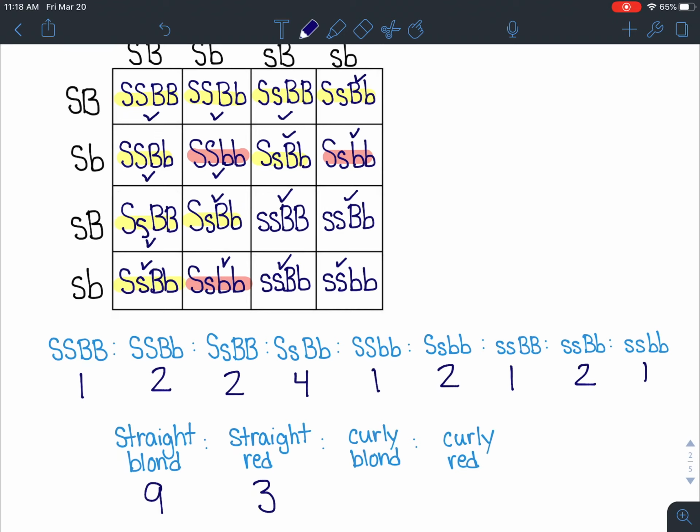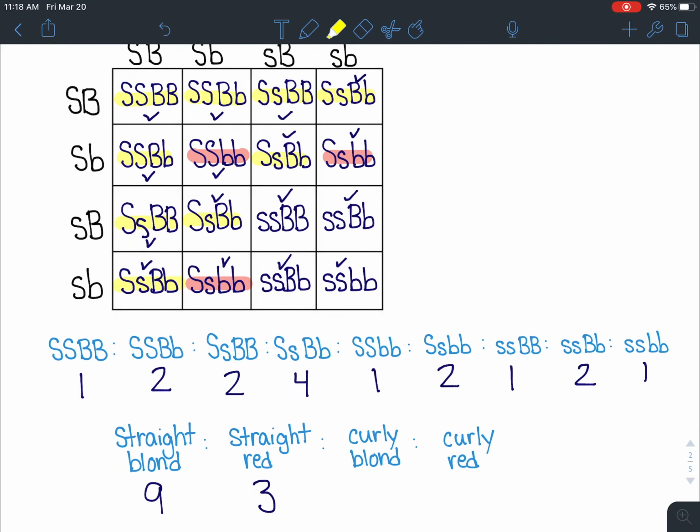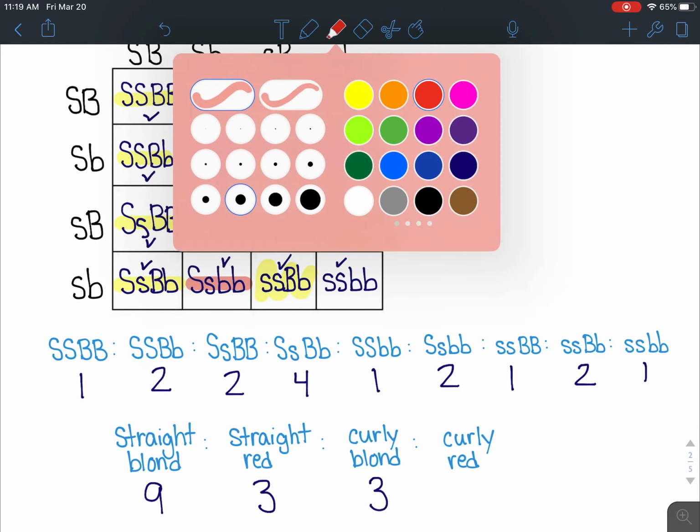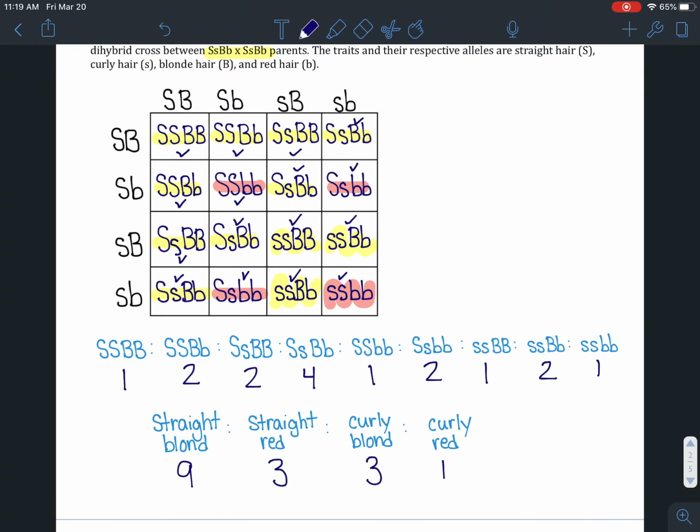So I have 3. Now for curly blonde, I'm going to have 2 recessive alleles for curly, and then I'm going to have a capital for the blonde. I have 1 there, 2 there, and 3 there. And then finally curly and red, I have to have recessive on both. So there's my 1 recessive down there.